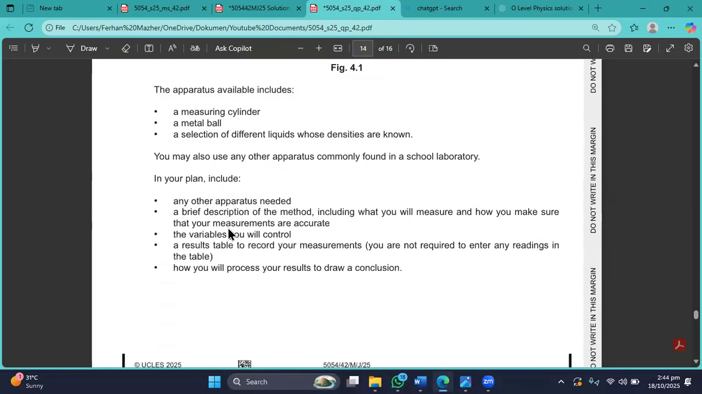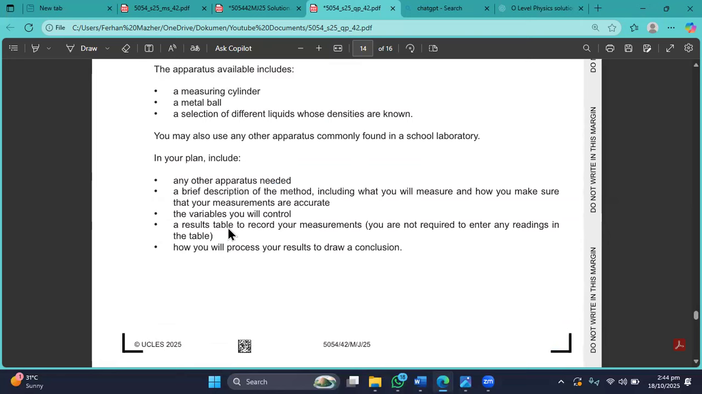The densities of those liquids which we will be using are known. You may also use any other apparatus commonly found in a school laboratory. In your plan, include any other apparatus needed, a brief description of the method, including what you will measure and how you make sure that your measurements are accurate. The variables you will control, a result table to record your measurements. You are not required to enter any readings in the table. How you will process your results to draw a conclusion.